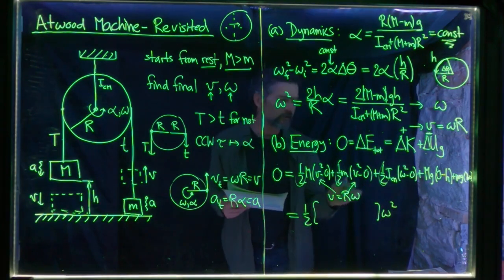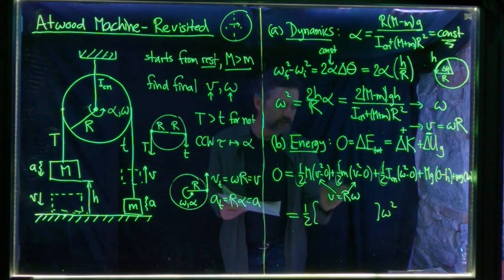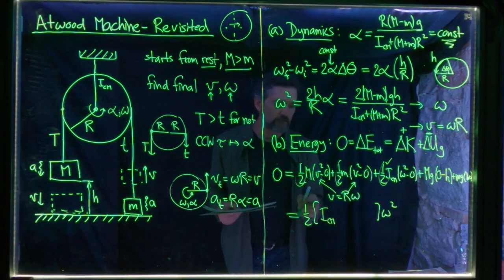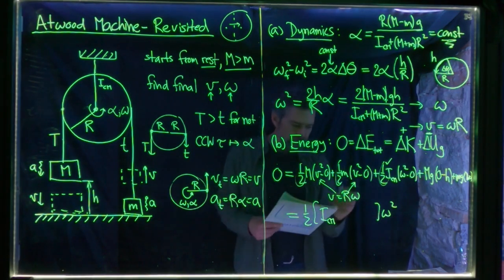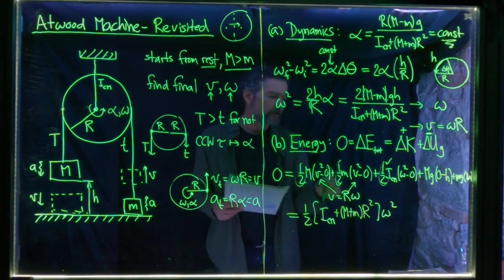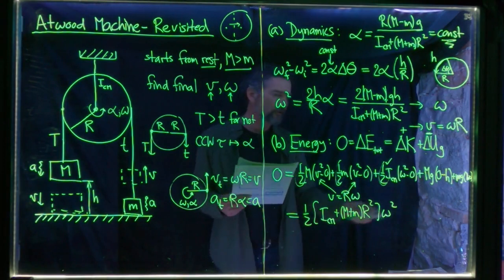And so what we have here is an I_CM. That takes care of that one. And then here we have a 1/2 m r squared omega squared. So we have an M r squared from this term and a little m r squared from that term. So it's big M plus little m times r squared. So that's all of the change in the kinetic energy terms.